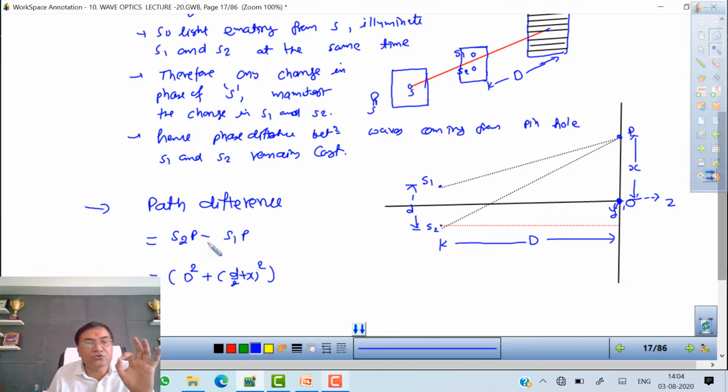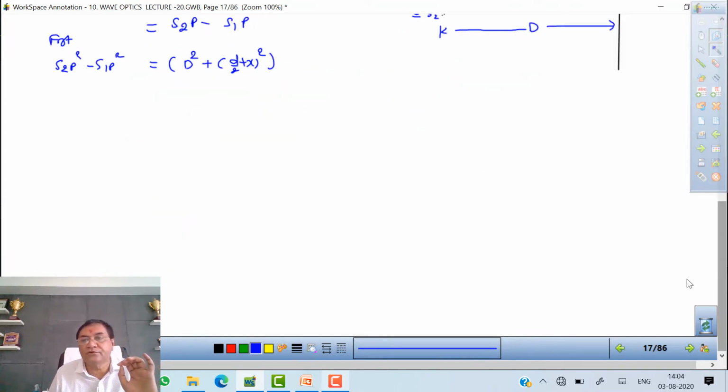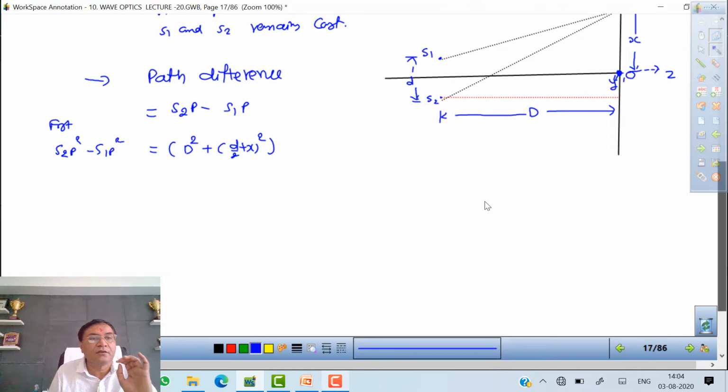I want to find out S2P minus S1P. So first, I take S2P square minus S1P square. First we calculate this one, then we can find it out.